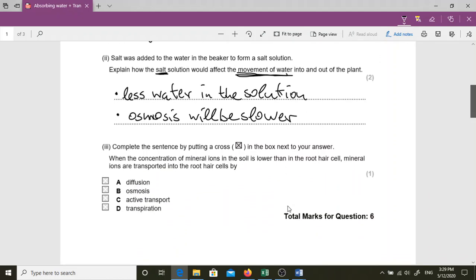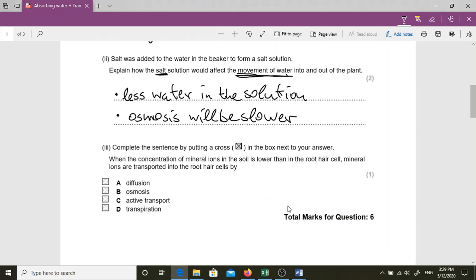And we're going to move on to a tick question. Complete the sentence by putting a cross in the box next to your answer. When the concentration of mineral ions in the soil is lower than in the root hair cell, mineral ions are transported into the root hair cell by.